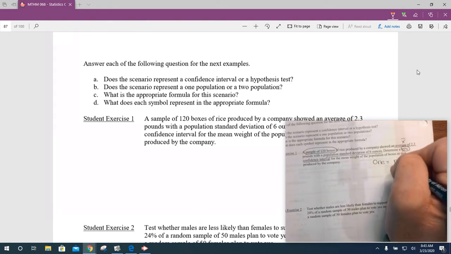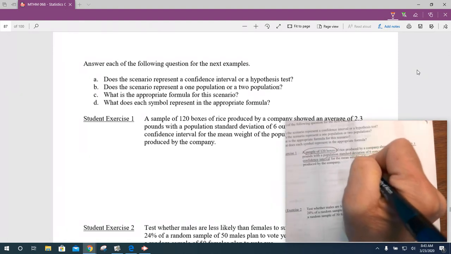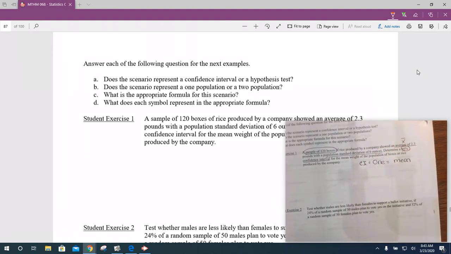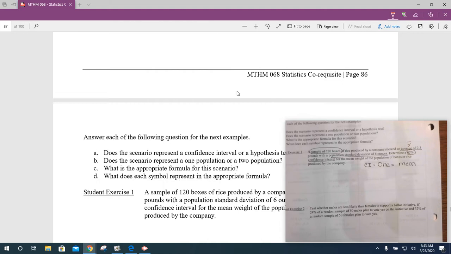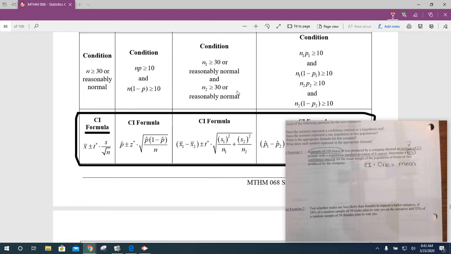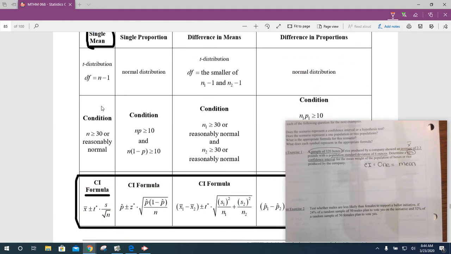mean is what we have, and we're building a CI from one mean. So we go to our formula sheet, and I'm going to bring that up over here on the computer. We go to one single mean, confidence interval level, and this is the formula that we're looking for.